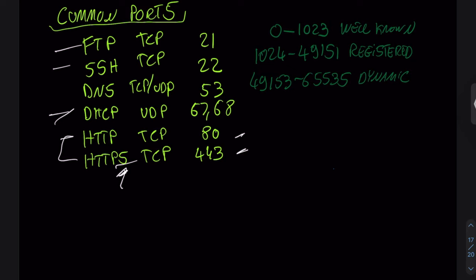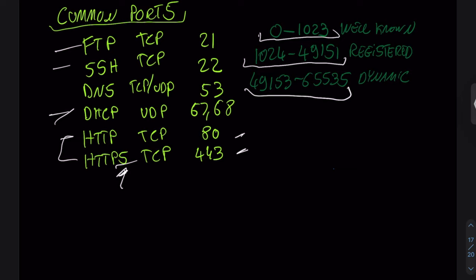So there are actually quite a lot of well-known ports, and you can see them. They range from 0 to 1023. Those are the well-known ports. The registered ports, those that have been reserved, are from 1024 to 49,151. And dynamic ports are basically everything else up to 65,535. So those are the range of ports.